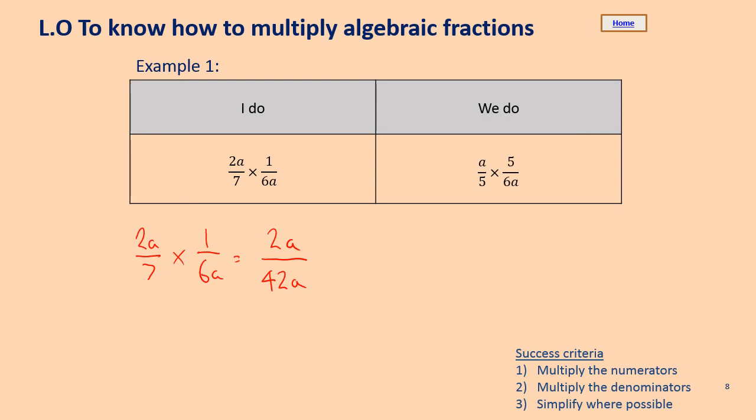Now, the main difference with this example is it can be simplified even further than previous because we've got an a on the top and we've got an a on the bottom. So 2a and 42a, think of the highest common factor of those two, and it's actually going to be 2a. So if we divide both top and bottom by 2a, that's going to leave me with, on the top, 1, 2a divided by 2a gives 1, and then 42a divided by 2a is going to give me 21 on the bottom. So this is actually simplified to 1 over 21. So copy this one down and then please try the we do, and we'll go through that in a moment.